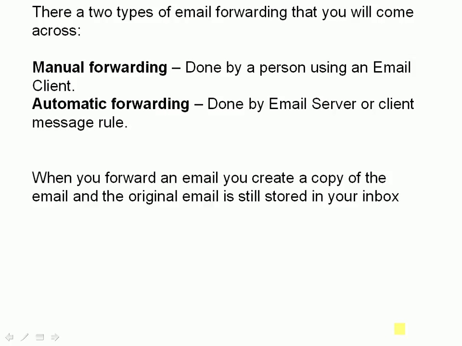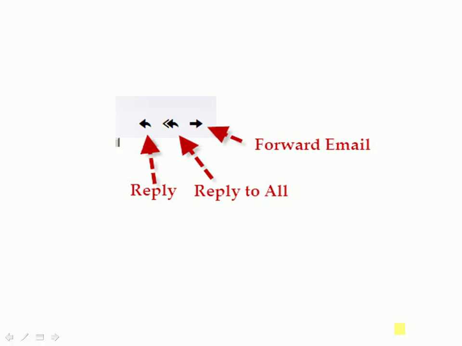Now, when you actually forward an email, regardless of whether it's manual or automatic, you create a copy of the email, and the original email is still stored in your inbox, so it's just a copy that you're sending on. Now, when you open up an email, you should see some icons that look roughly like what you see in the screenshot here. And this icon here is the email forwarding icon, so you click on this to forward the email.